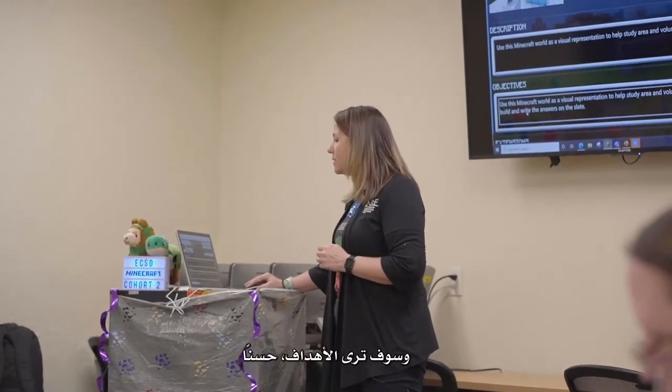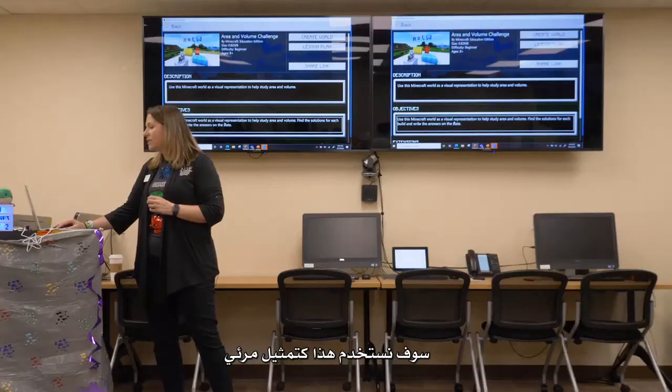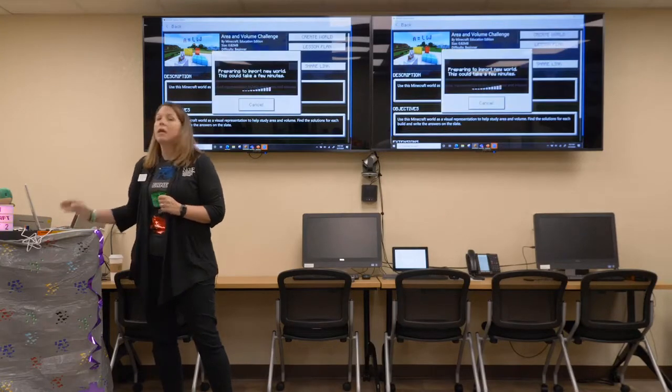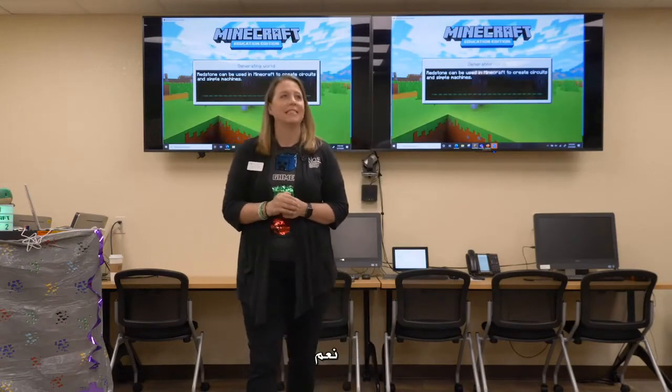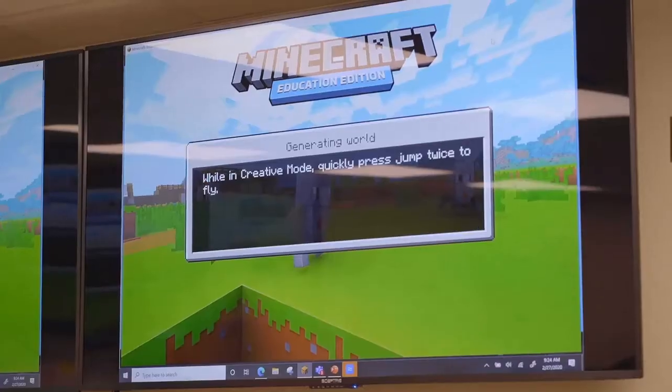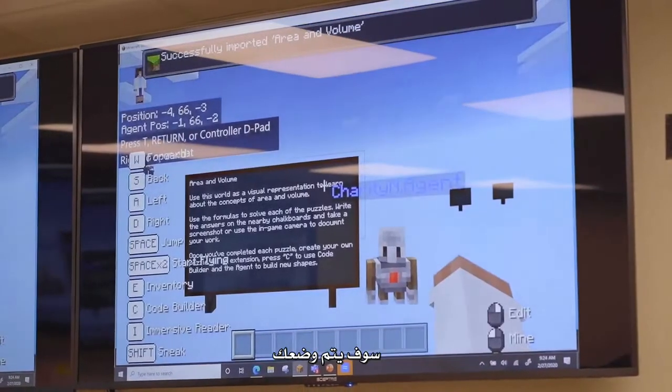And you'll see the objectives. Okay, we're going to use this as a visual representation to study area and volume and find solutions for and write the answers on a slate. Who can tell me what a slate is from yesterday? One of the little boards. Which one? The smallest one. Yes. Okay. So when we come into this world, you are going to be placed.